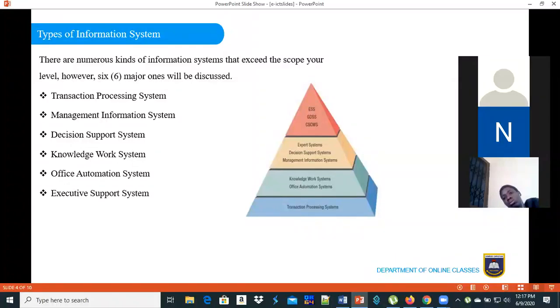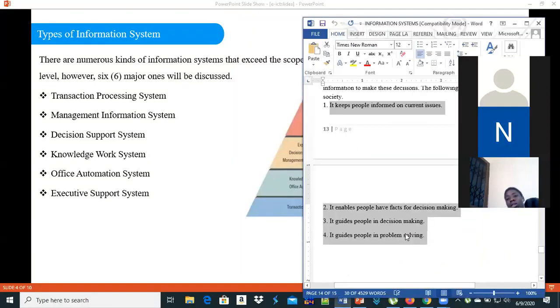So look at the next level, but the basics of all is the transaction processing system, and it is used by those at the operational level. Are we clear?